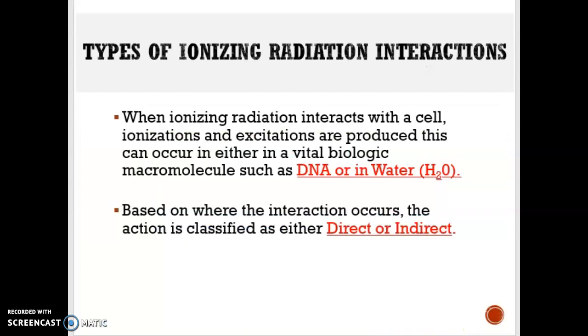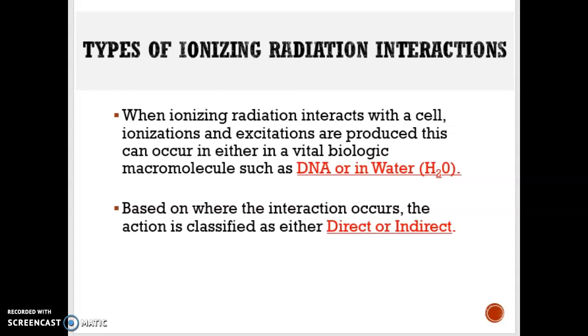So now we're going to look more closely at how the cell is damaged, or how radiation damage occurs on a cellular level. So when ionizing radiation interacts with a cell, ionizations and excitations are produced, and this in turn can cause biological damage. That biological damage can occur as a result of interaction with the water inside the cell, or it could result because of radiation interactions occurring directly with the DNA or the cell nucleus. Based on where these interactions occur, it is classified as either direct effects or indirect effects of ionizing radiation.